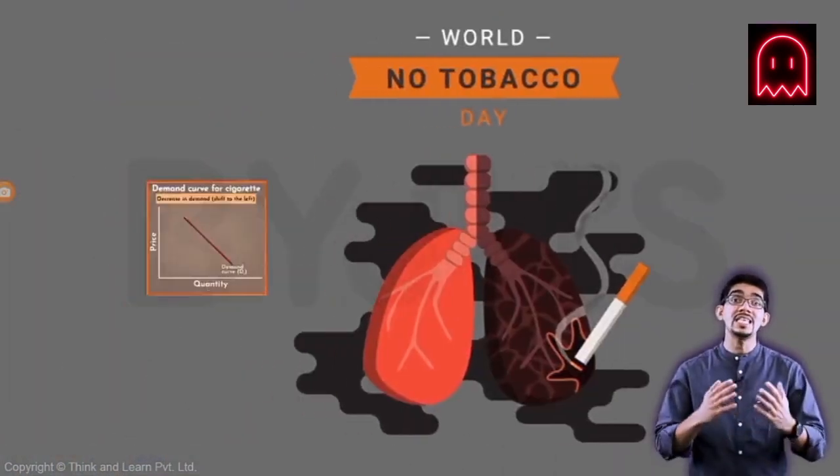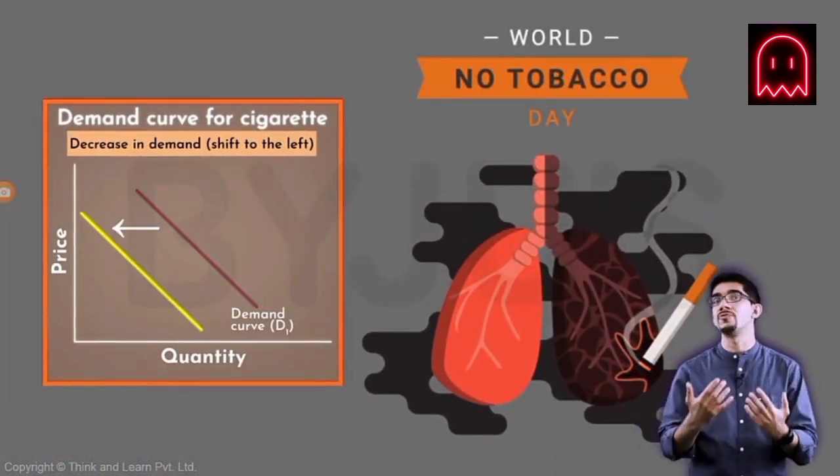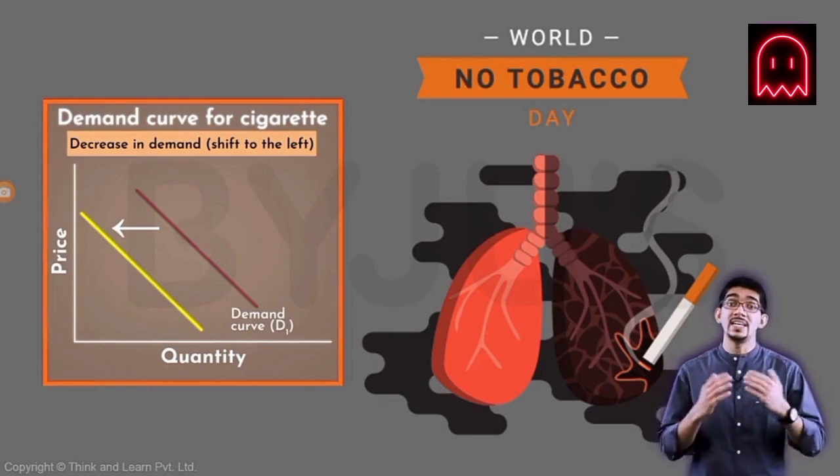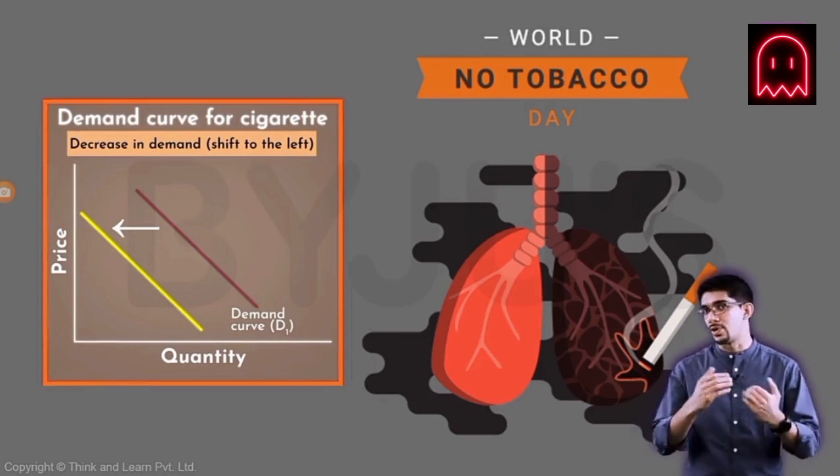Public campaigns can also significantly influence demand. For instance, the public campaign against cigarette smoking caused a steep leftward shift in the demand curve for cigarettes. Increasing cigarette taxes increases cigarette prices, shifting demand along the demand curve as we saw earlier.